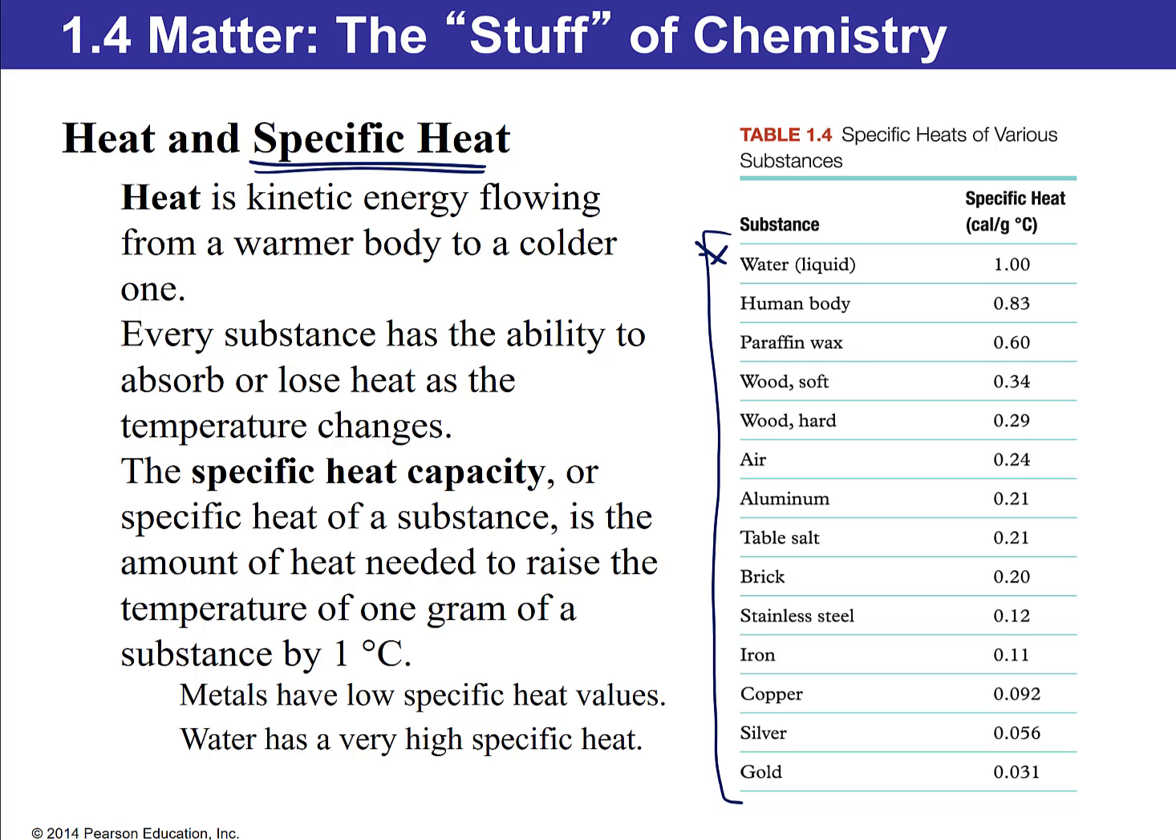Specific heat is defined as being the amount of energy that a substance can absorb before it changes temperature. Water has a really high specific heat. So water changes temperature very slowly compared to metals. So look down here, see aluminum is 0.21, water is 1. So water can absorb 5 times more energy given the same mass before it's going to change temperature.